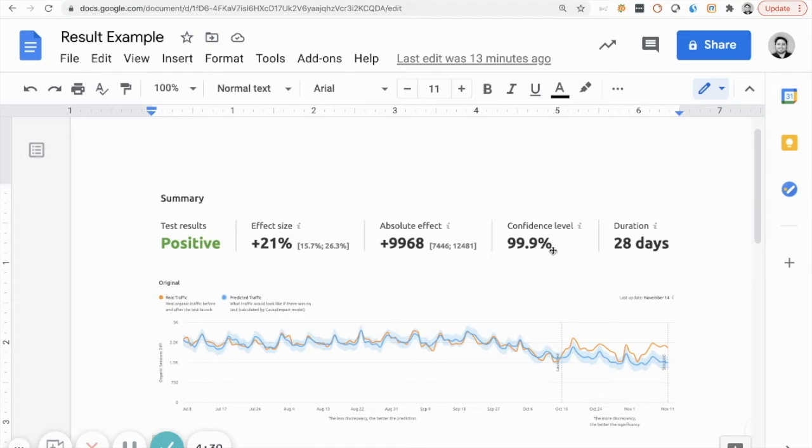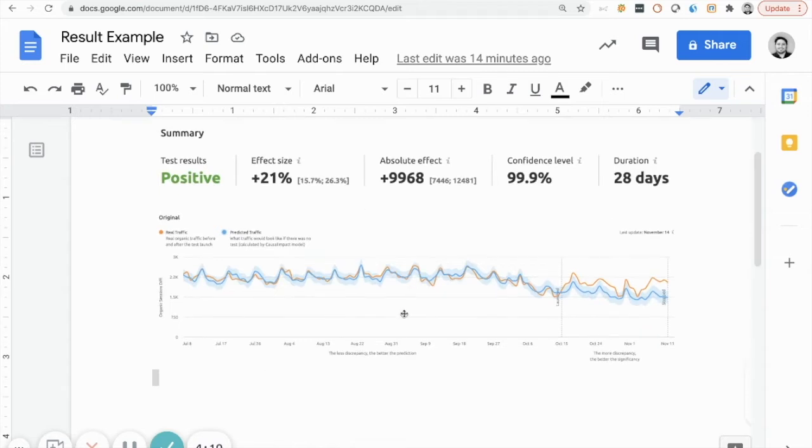Anything over 95% or higher indicates that we are confident in the test and that we can have a significant result, either positive or negative. Anything under 95 would indicate that it's not a significant result, no significant change. And then duration, so how long did the test run?